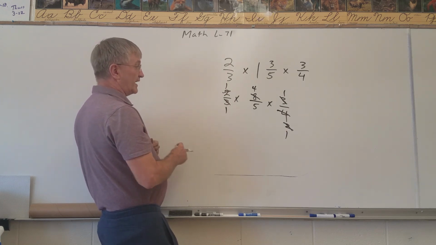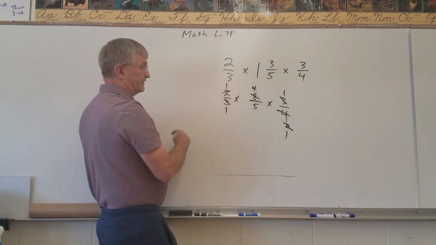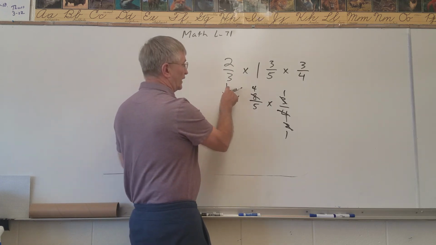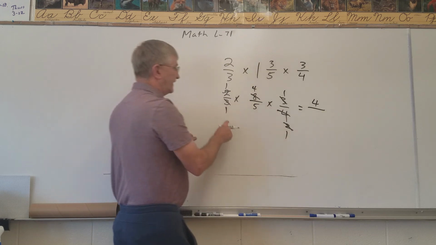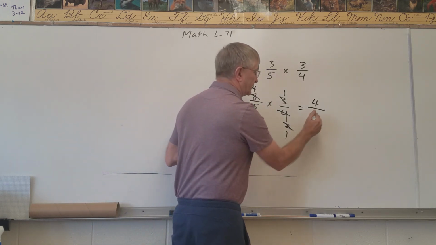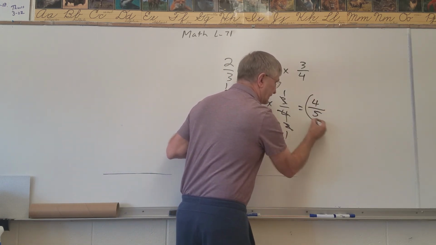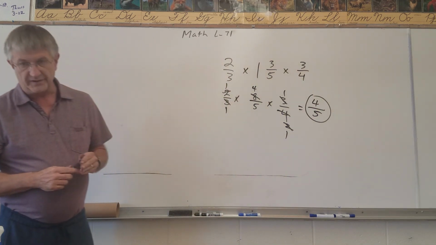So now I think we're set. We can't do any more cross-canceling. So now we're ready for the next step. We have 1 times 4 times 1 equals 4. And then we have 1 times 5 times 1 equals 5. Final answer, 4/5. And we're done.